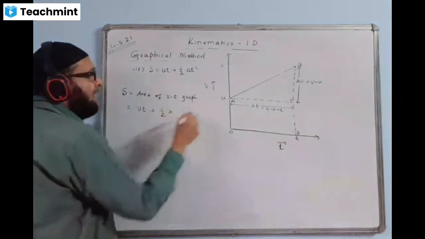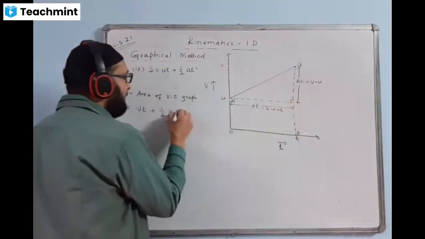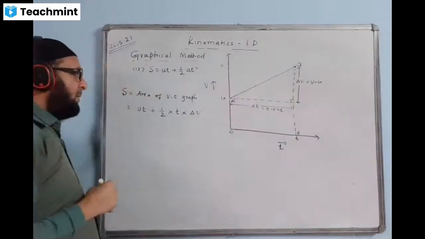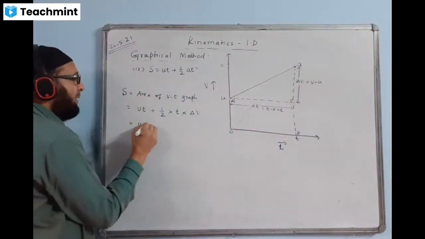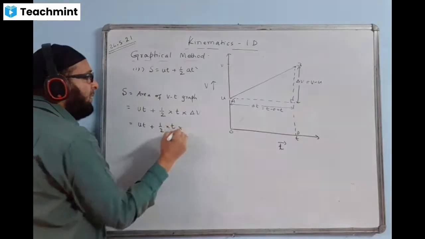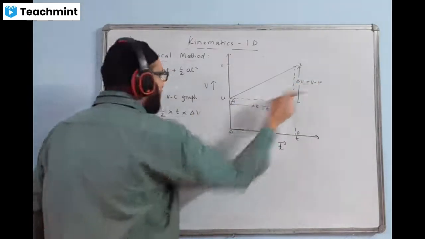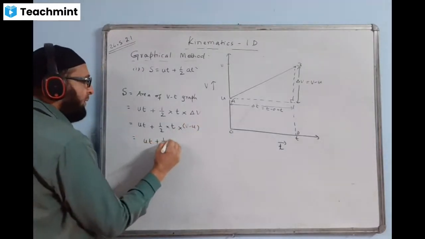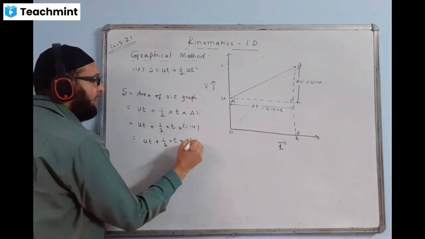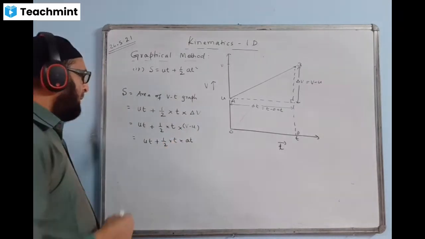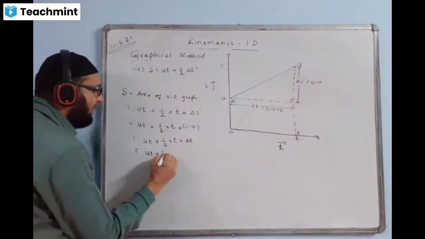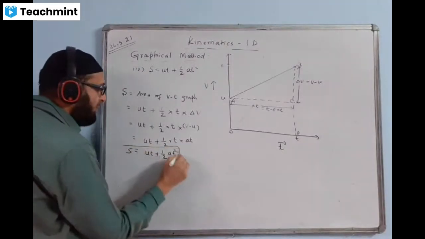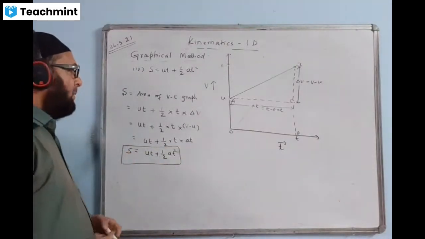The triangle formula we have is half base into height. This is the base. Base is T into this height. This height is delta V. Next line we have UT plus half into T into delta V. What is the value of delta V here? V minus U. So here V minus U. Right. UT plus half into T into V minus U, which is equal to what? A T, because formula number 1 we have already proved. Now the final answer we have is UT plus half a T square. This is the final answer. This is the value of S. This is how we will prove this.